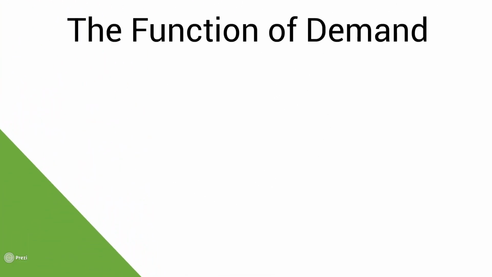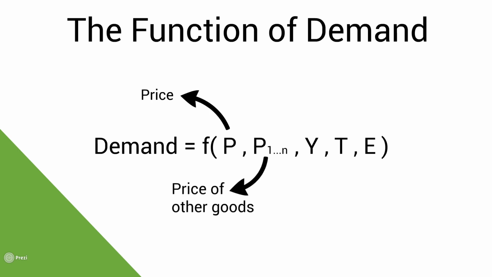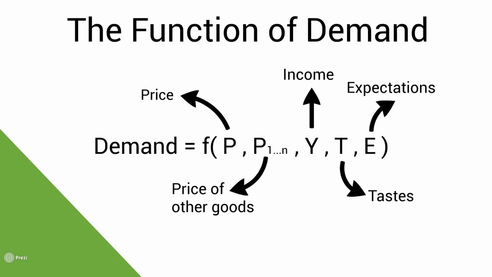So let's first start by looking at the function of demand. Demand is a function of P, P1 ... Y, T and E, whereby P is price, P1 ... is the price of other goods, Y is income, T is taste, and E is expectations.